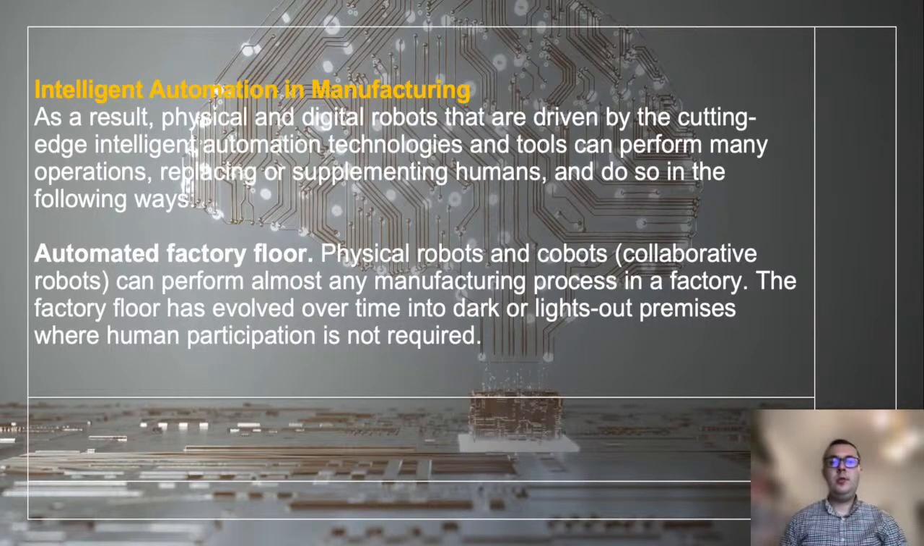Also related to the intelligent automation in manufacturing, as I've emphasized previously, physical and digital robots that are driven by the cutting-edge intelligent automation technologies and tools can perform many operations, replacing or supplementing humans, and they do so in the following ways. So first of all, they can help us with the automated factory floor. For example, physical robots and cobots, collaborative robots, can perform almost any manufacturing process in a factory. And the factory floor has evolved over time into dark or lights-out premises where human participation is not required. So this is one of the most common examples of business automation.